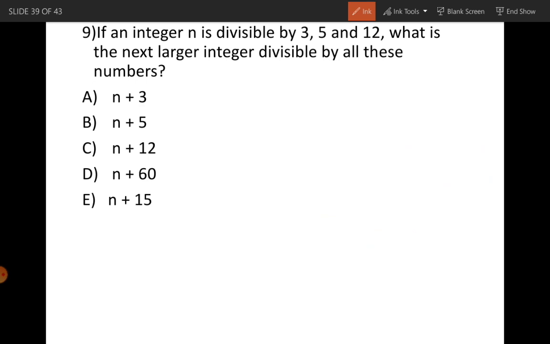Next question: if an integer n is divisible by 3, 5 and 12, what is the next larger integer divisible by all these numbers? Here a number is given, let us imagine that number is n. What they are asking is, what is the next number which is divisible by all these three numbers? So for that we have to take the LCM, the lowest common multiple.